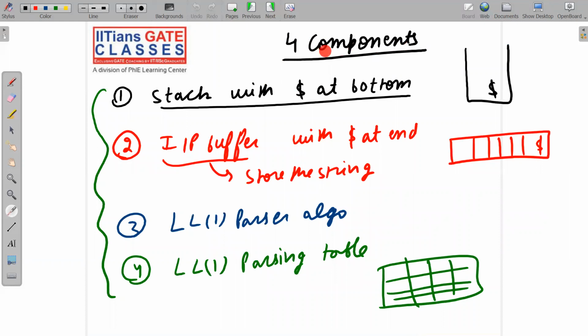Okay, so LL1 parser has four components. First is stack with dollar at the bottom. This is the stack. Input buffer with dollar at the end to store the string. Input buffer is used to store the string. LL1 parser algorithm and LL1 parsing table. So these are the four components of LL1 parser. And in fact, these four components are present in almost every parser. In every parser we have the same things.